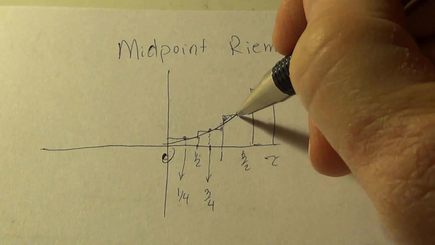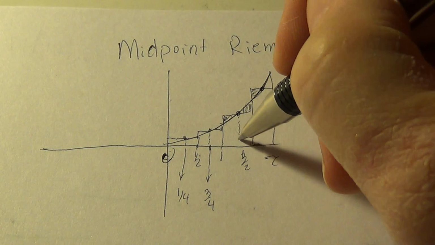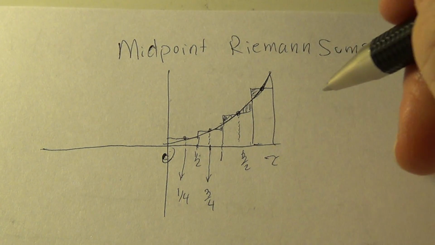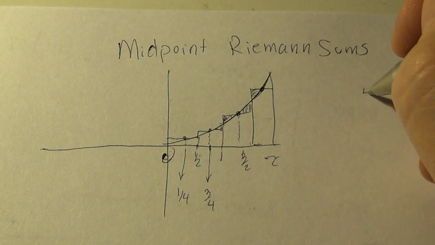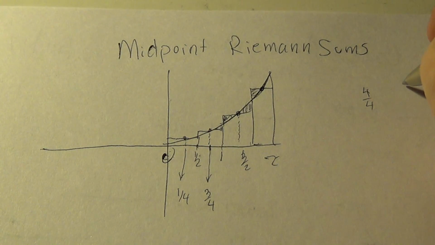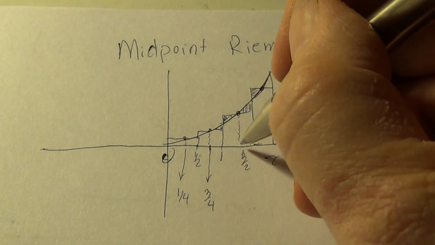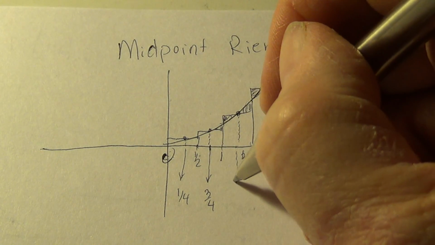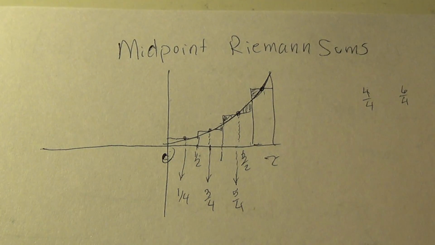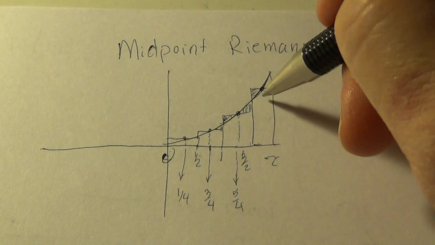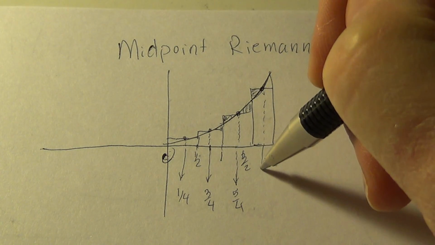Then halfway between 1 and 3/2. So we've got 4/4 and 6/4. So halfway in between is 5/4. And halfway in between 6/4 and 8/4 is 7/4.